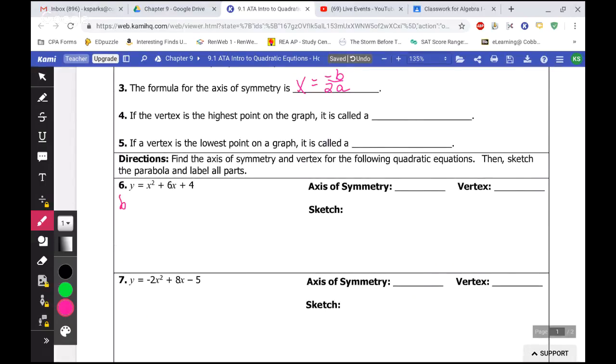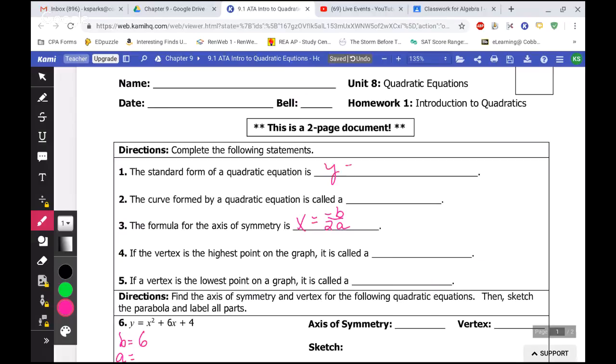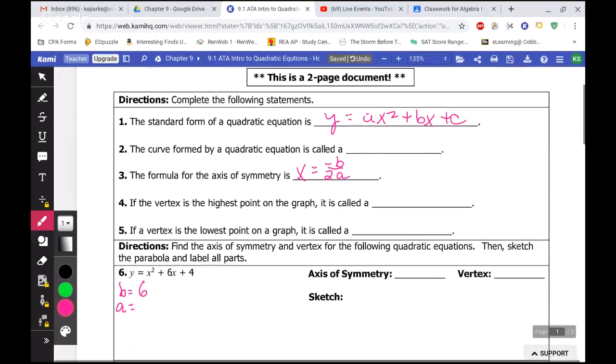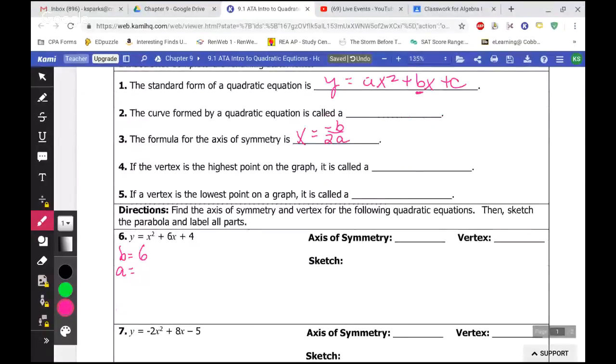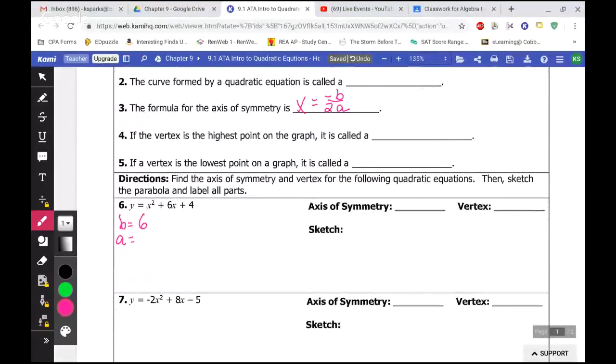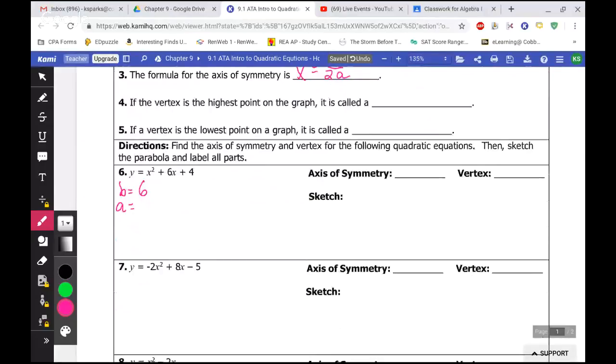So you want to find what your B is. What's your B for this one? Any volunteers for the value of B for number 6? Yes, 6. That is correct. Because remember, the standard form is y equals ax squared plus bx plus c. So wherever this is the b, whatever that number is, the coefficient on that middle term, as long as it's just an x, that's the b.